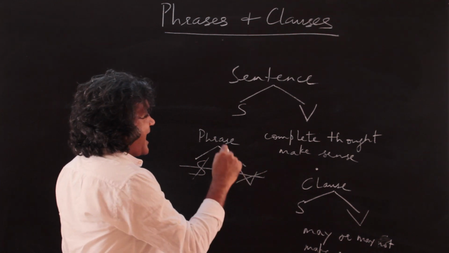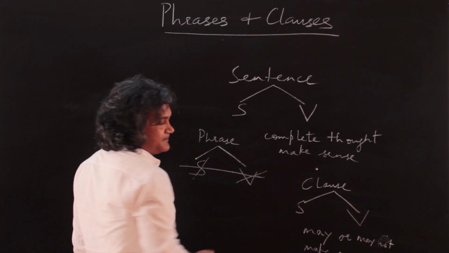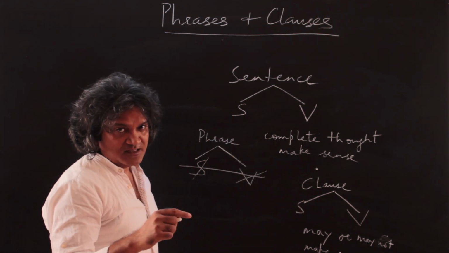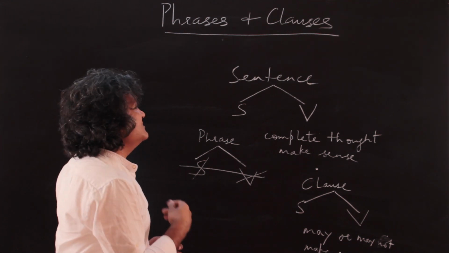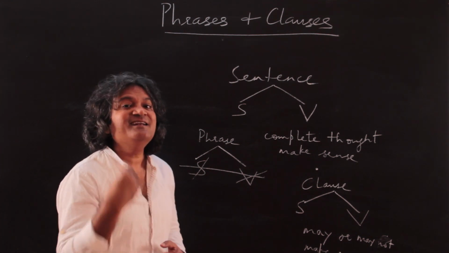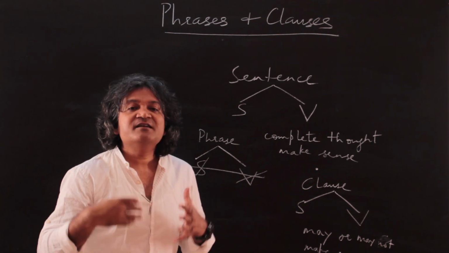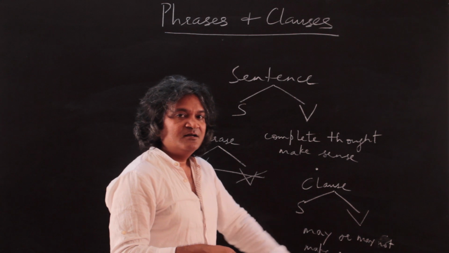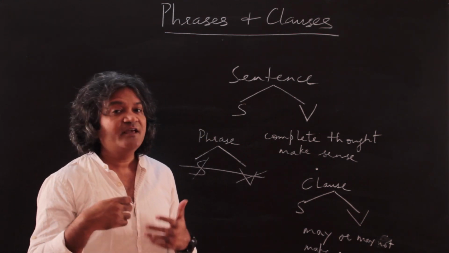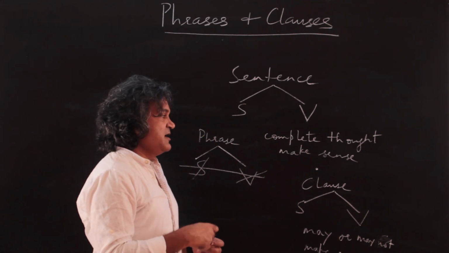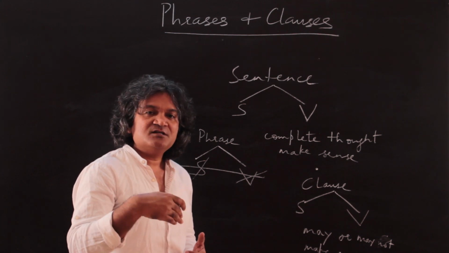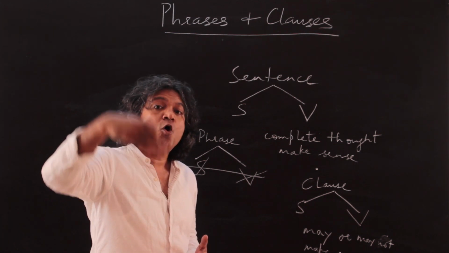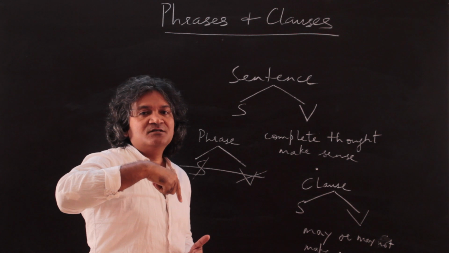Okay? And a clause which makes sense, which means it can stand on its own, is known as an independent clause because it can stand independently. And a clause which doesn't make sense is known as a dependent clause because it cannot stand independently. And a dependent clause is dependent on the independent clause.